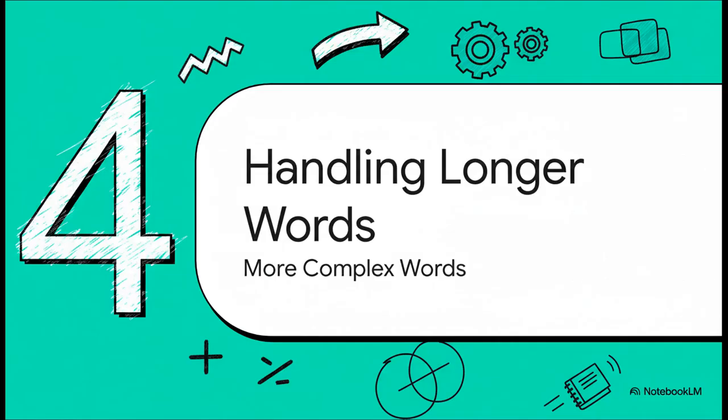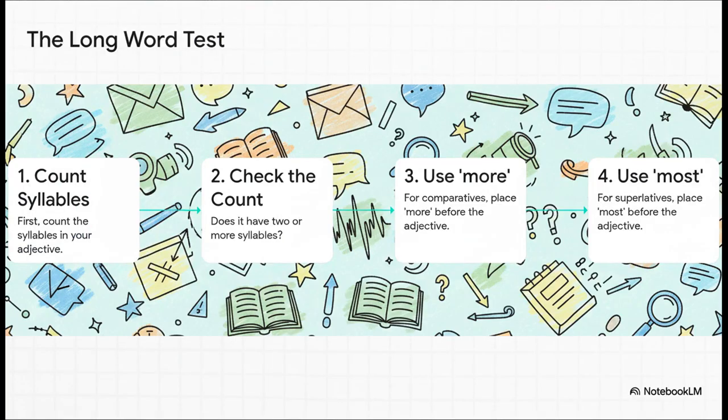But what about longer words? I mean, you can't just go around adding er to everything. It starts to sound a little weird. So let's look at the rule for adjectives that are a bit more of a mouthful. With longer words, and we're usually talking two syllables or more, we switch up our strategy. Instead of changing the ending, we just put a helper word out front. We use the word more for comparatives and most for superlatives.